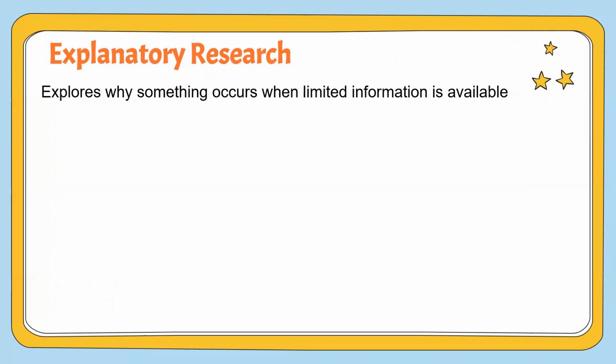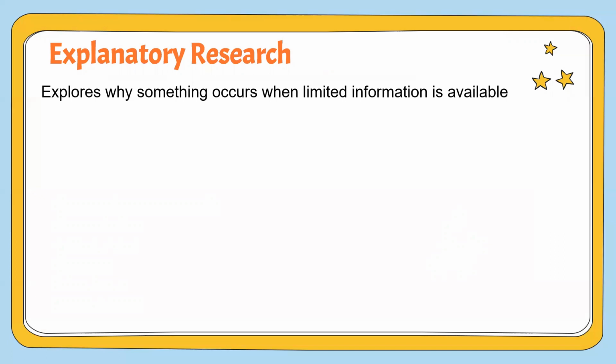Now, let us move on to the next type of research, that is explanatory research. Explanatory research explores why something occurs when limited information is available. From this, we can understand that explanatory research answers the question why, and so it is very important, and it is also called causal research. That is, two variables are identified: one is the independent variable and the other is the dependent variable. The independent variable becomes the cause, due to which changes in the independent variable will have an effect on the dependent variable. So this is called causal research.